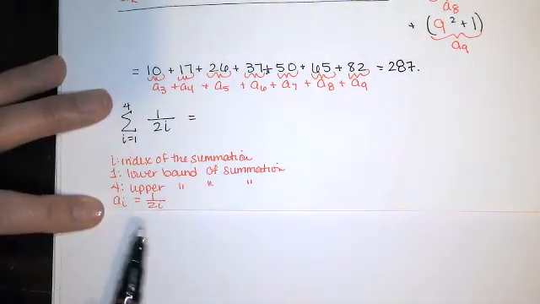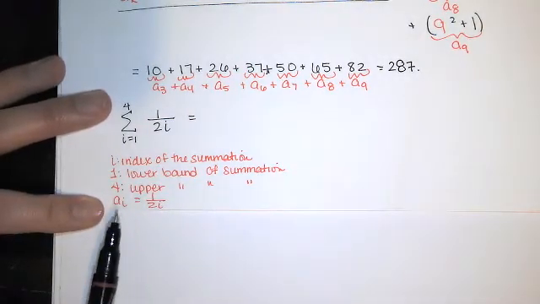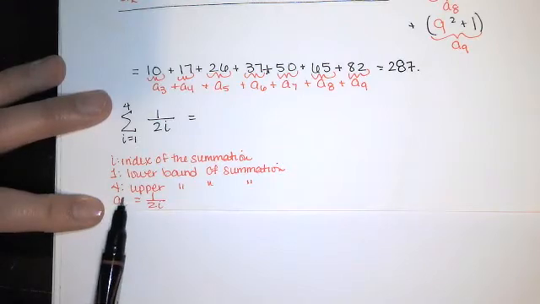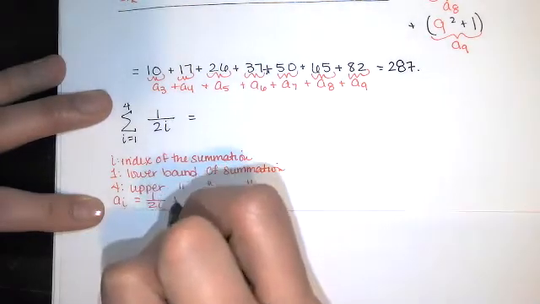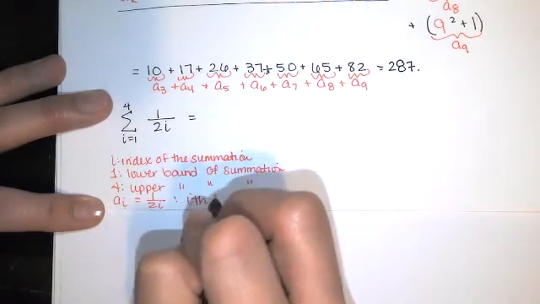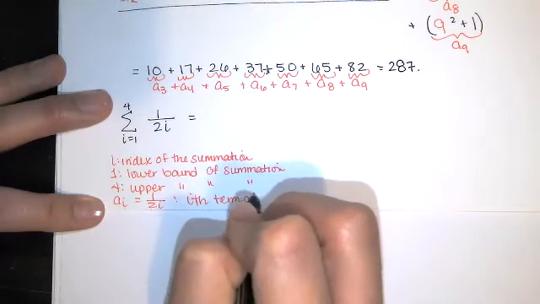It's like a function, but we're using slightly different notation for that function. And instead of writing f of x, we're writing a sub i. And we replace that i with different values, different integers. So this is the ith term of the summation.